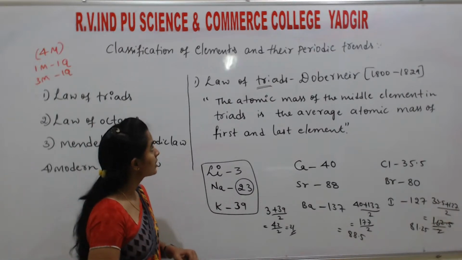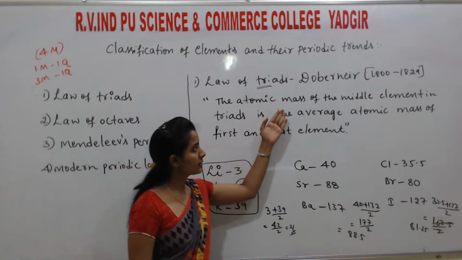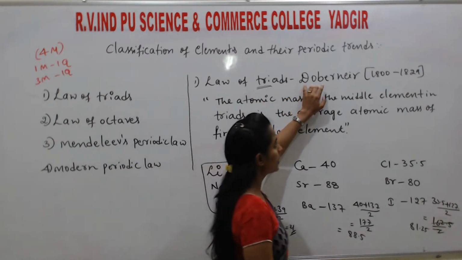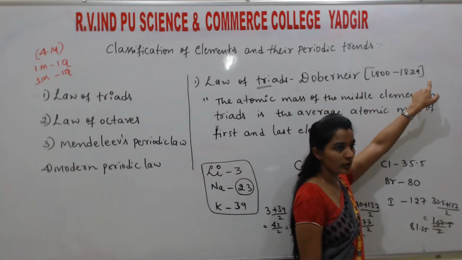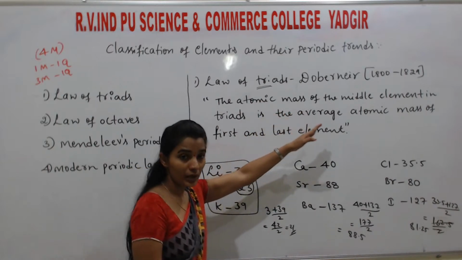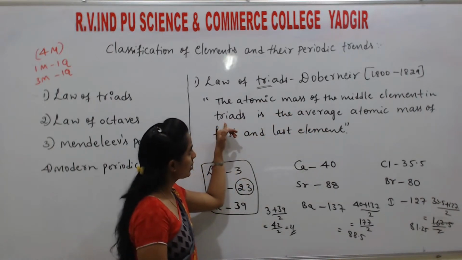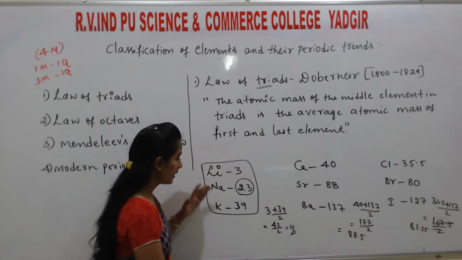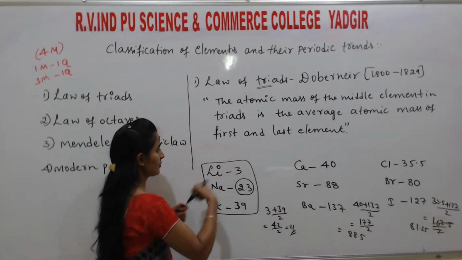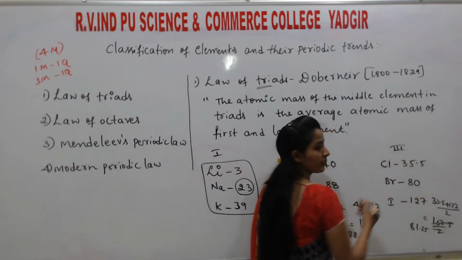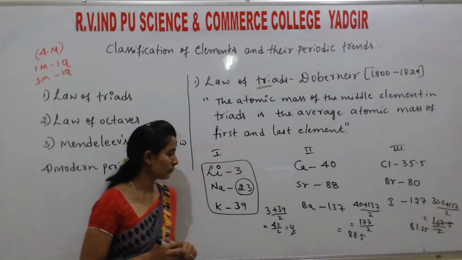Understand? What is the statement? The law of triads was proposed by the scientist Döbereiner in the years 1800 to 1820. Okay. So here what is the statement? The atomic mass of the middle element in triads is the average atomic mass of the first and the last element. This is the example. This is the first set, this is the second set, this is the third set. The last example also. Okay.